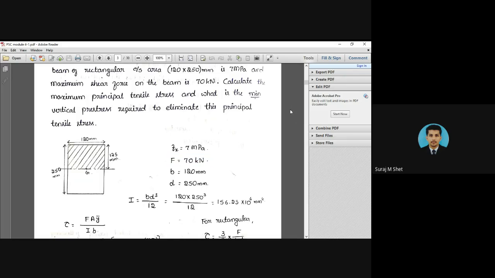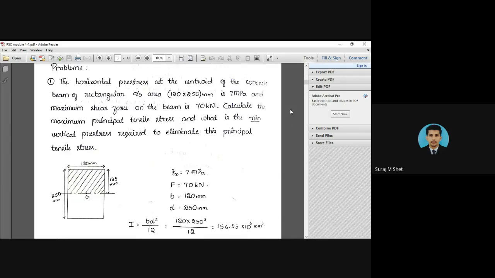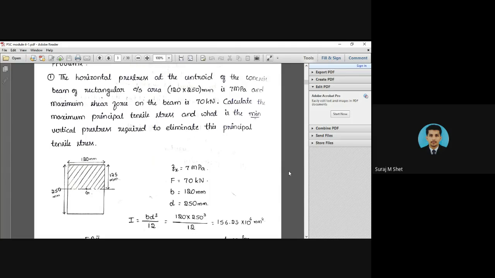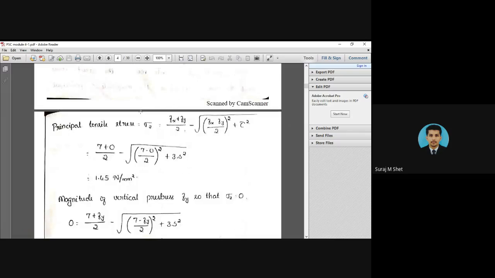So you already know they asked to find the principal stress. What is the formula to calculate it? First you have to remember the formula. The principal stress is equal to (Fx plus Fy) divided by 2, plus or minus the square root of ((Fx minus Fy) divided by 2) whole square plus tau square. Before calculating the Fx and Fy, you have to calculate tau.